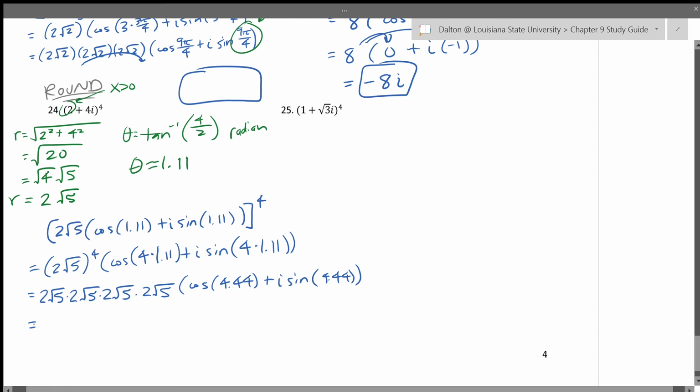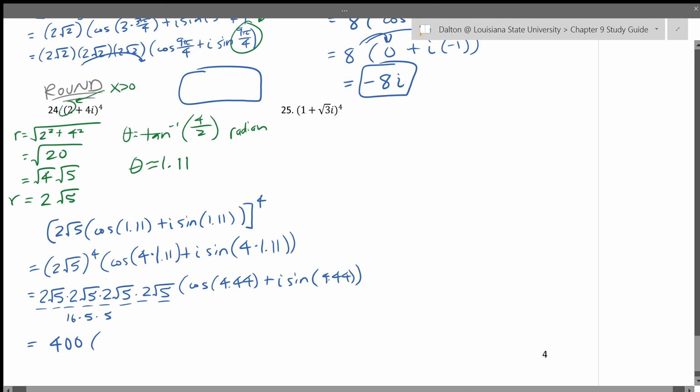When we multiply all this stuff, we're going to get 2 times 2 times 2 times 2. So 2 times 2 is 4, times 4 is 16. And then the square root of 5 times the square root of 5 is just 5, and the square root of 5 times the square root of 5 is another 5. So you'll do 16 times 5 times 5, and to save us from having to write this all out again, you should end up with 400.